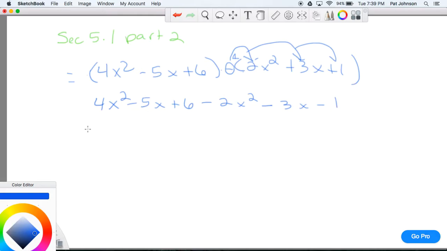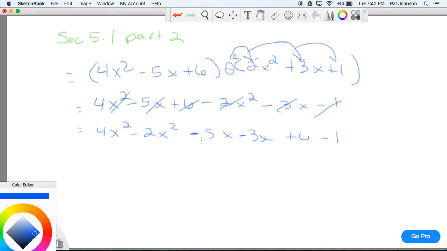Now I'm going to regroup this. I'm putting an equal sign just to keep it a little neater. And I'm going to put like terms together. So that's the first thing I'm going to do. So I've got 1, 2, 3, 4, 5, 6. 1, 2, 3, 4, 5, 6. Just to make sure that I didn't miss something.